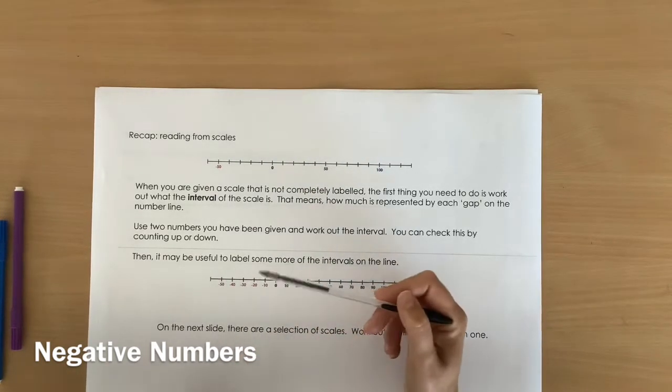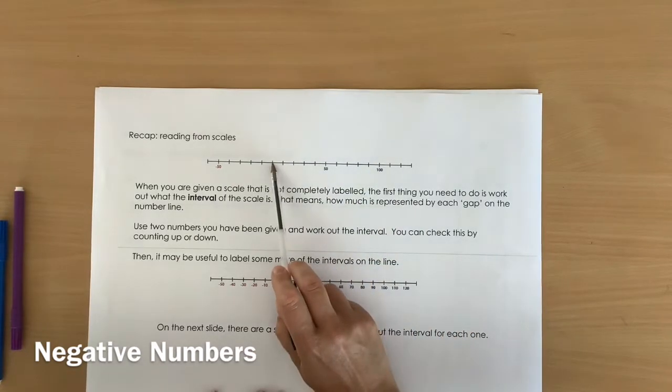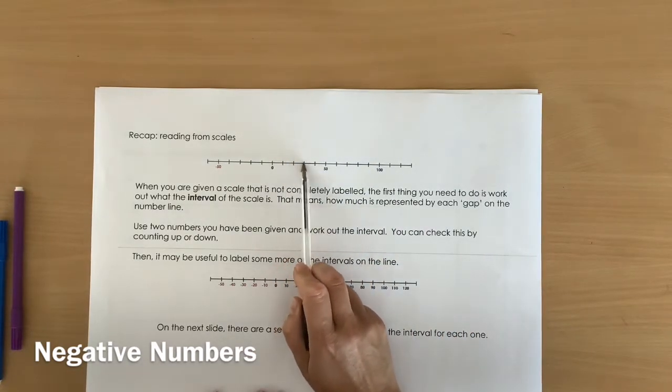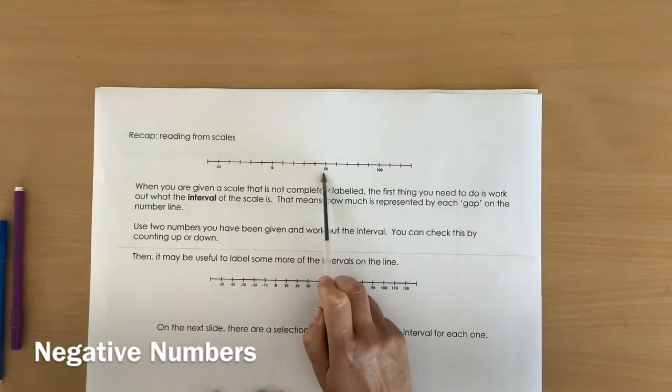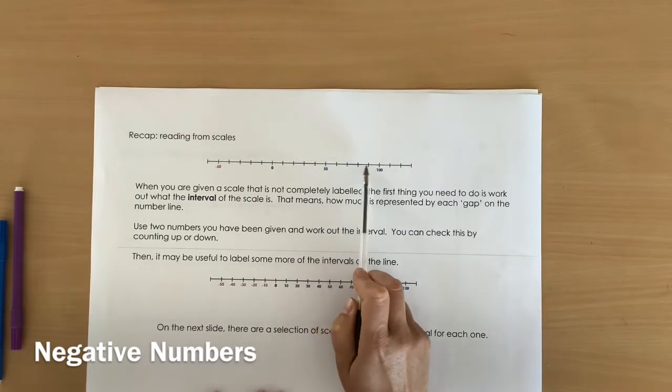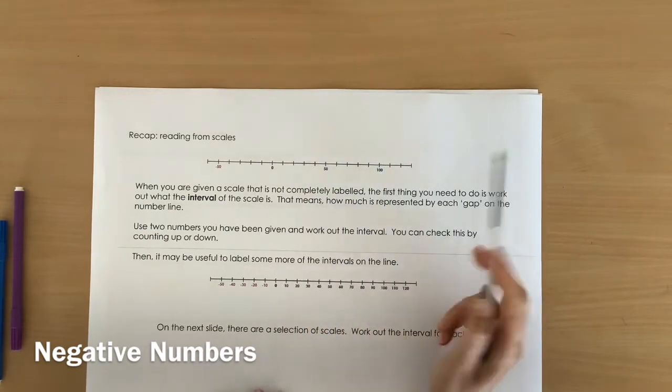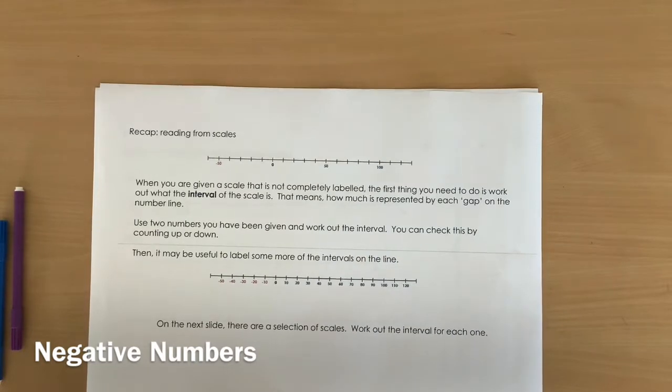And once you think you've got the scale, the best way to test it is to jump. 10, 20, 30, 40, 50. So far so good. 60, 70, 80, 90, 100. We must be right. Our scale is going up in 10.